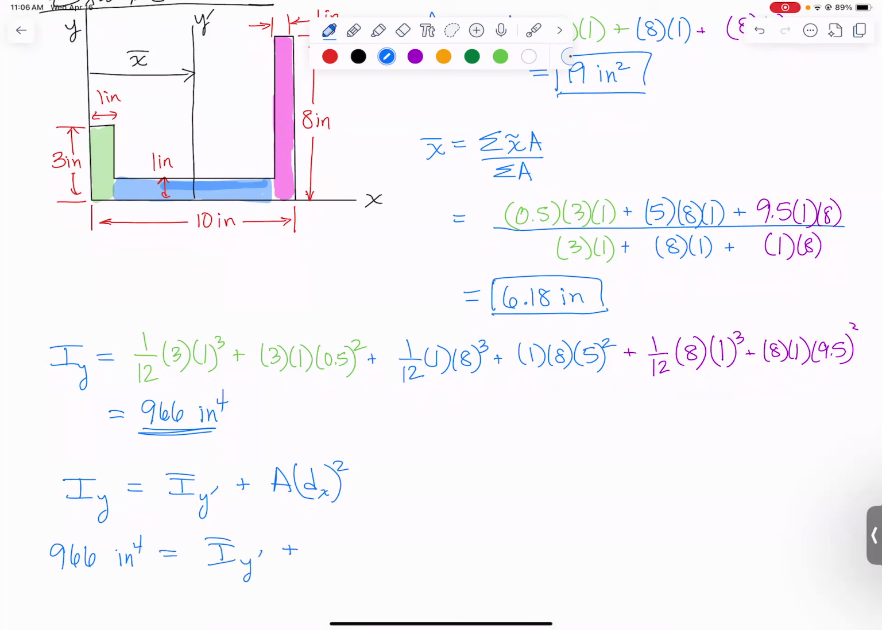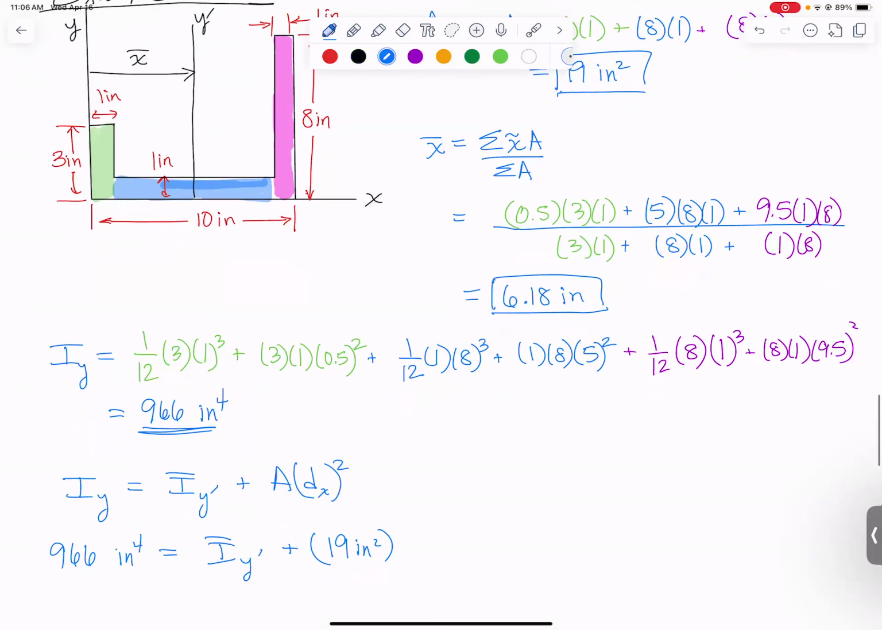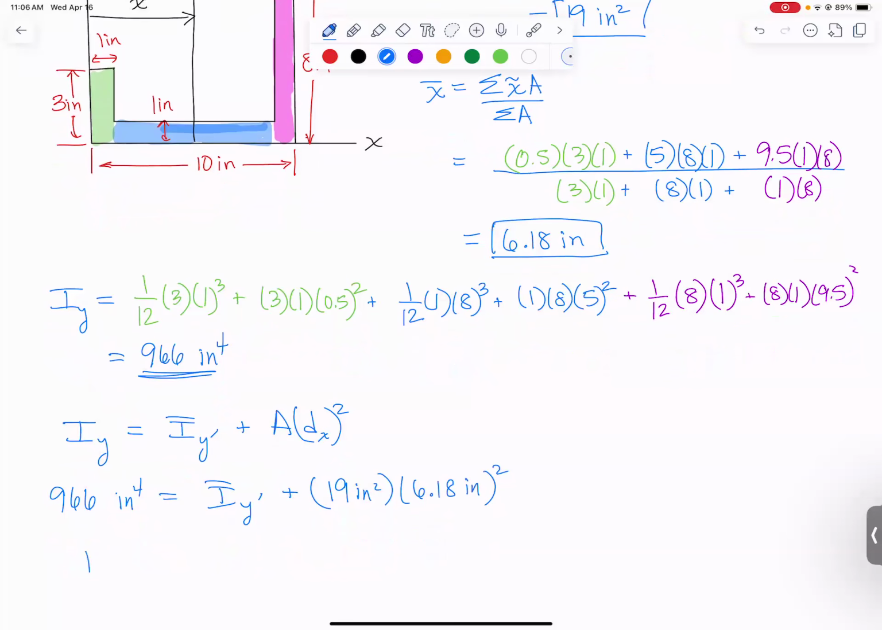Add to that the total area, that was that 19 square inches we found at the beginning, and then the distance in the x direction between the two axes, oh, that's just x bar. We also found that already. So this gets multiplied by 6.18 inches, which gets squared. So rearranging and solving, I bar y prime is 240 inches to the 4th.